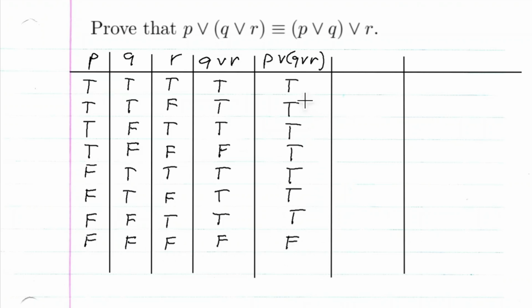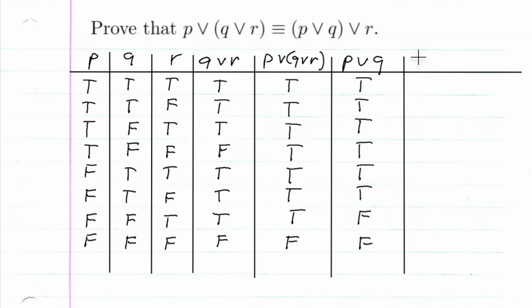Okay, so now let's go ahead and look at this whole thing here. We'll start with P or Q. So we'll look at column P and column Q. True or true is true. This will be true. This will be true. This will be true. This will be true. This will be true. And the last two are false, because you don't have at least one true in there.